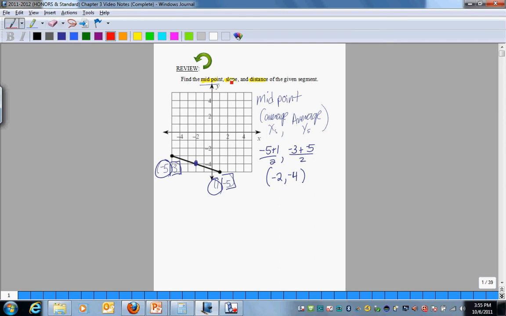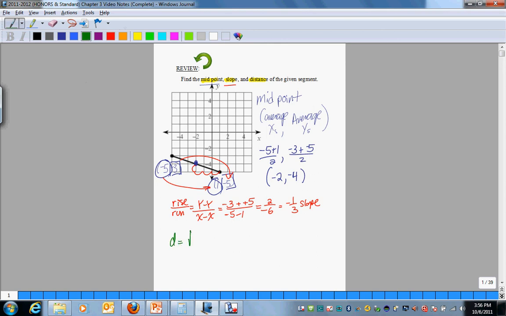Slope. Slope is rise over run. Rise, we're going to subtract the y's. Over run, we subtract the x's. And rise, I'm going to go -3 minus -5 and -5 minus 1. That's a double negative, makes it positive. That's going to be 2 over -6. So I get -1/3. And I can check here. My rise is 1, my run is 3, but it is negative from left to right, so this would be my slope.